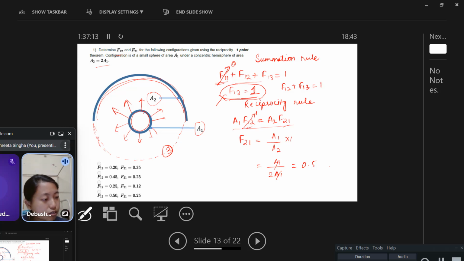Now this is anyways right. If I consider the reciprocity rule between two surfaces, between 1 and 2, I can always write this. But here F12 is not 1. So I have to write it like this, F12. Now 0.5 into F12. Then we also have this F.